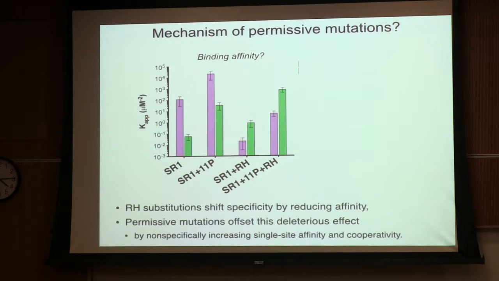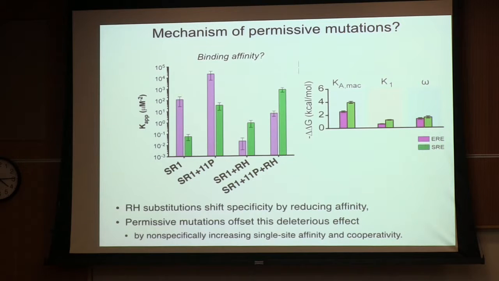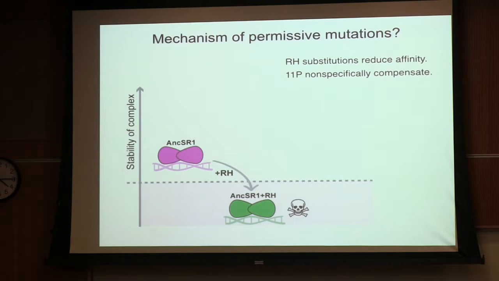And they do this by increasing both single site affinity, this is the delta delta G of the permissive mutations, and they also affect cooperativity. So they play a key role in that offsetting process of moving from lowered half site affinity, but higher cooperativity.